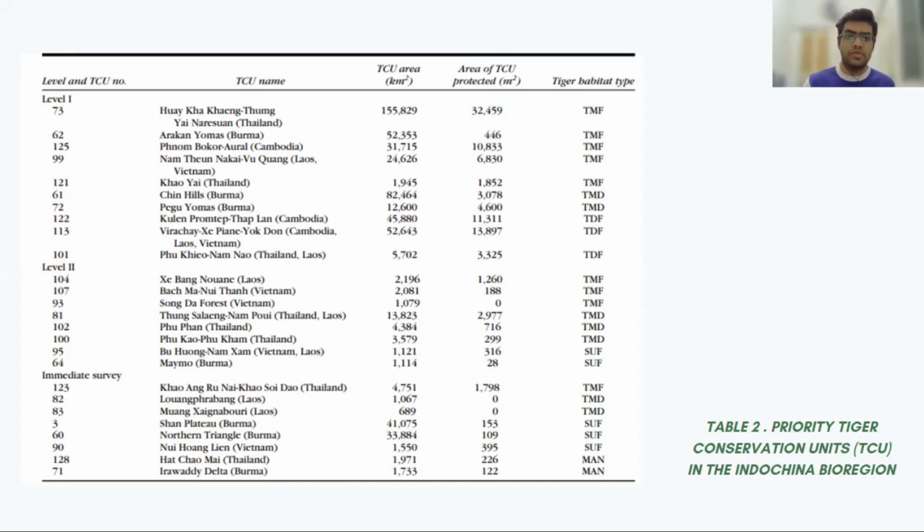And 36 out of the entire 69 TCUs do not have any strict protected areas. Therefore, as the studies have shown, the mean size of protected area in a TCU is around 3,182 to 6,225 square kilometers, or 17% of the total TCU area. In level 2 and immediate survey, there are 1 and 2 TCU areas respectively that do not have any area of protection, as per the research.